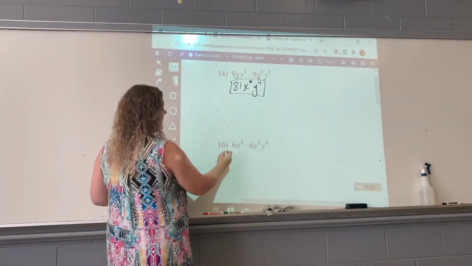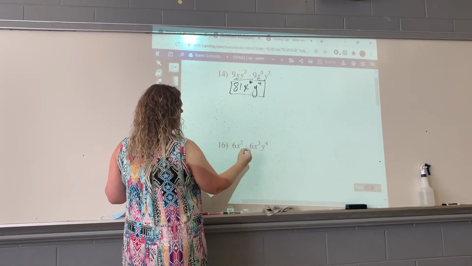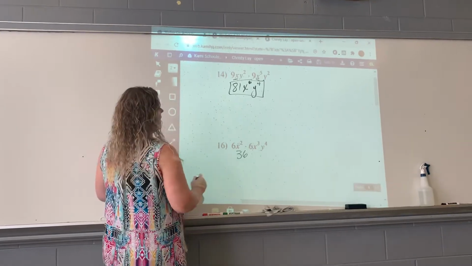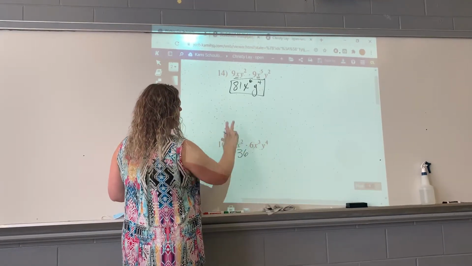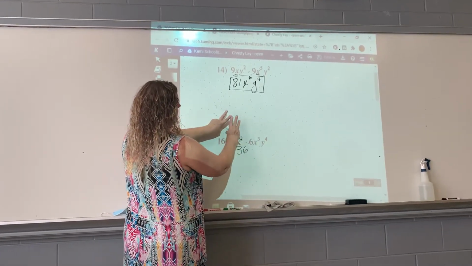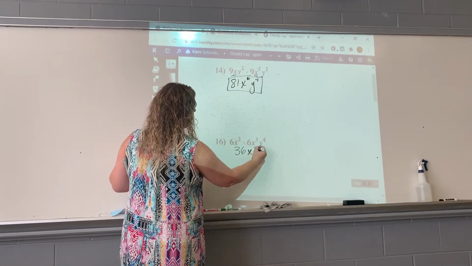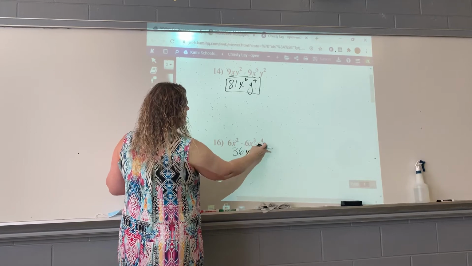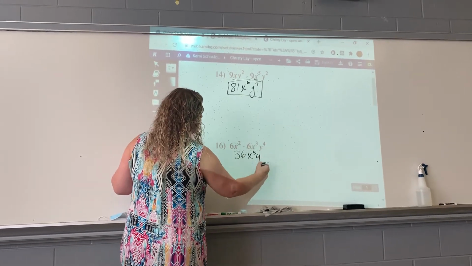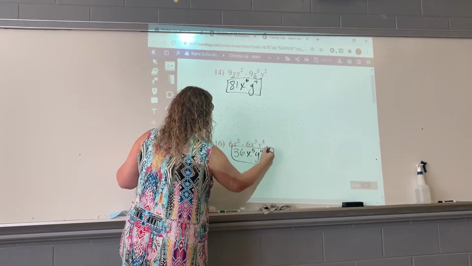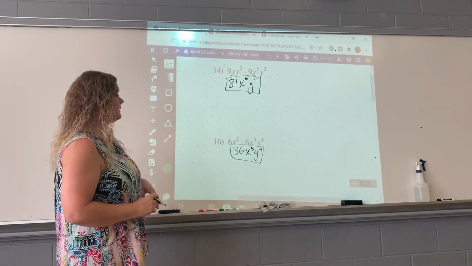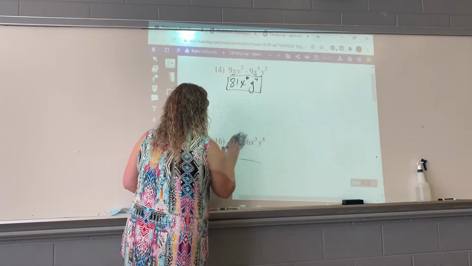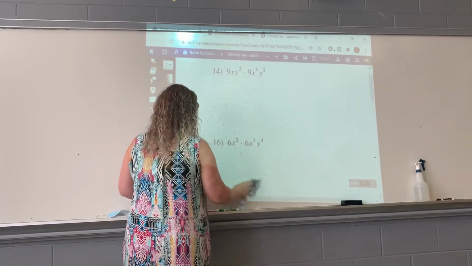For number 16, it says 6 times 6 is 36. I'm only going to go over the even problems. X squared times x to the 3rd. So there's 2 x's and then 3 more for a total of 5 x's, or x to the 5th power. And there's not any y's here to combine with those 4 y's, so I just leave it as y to the 4th. So the answer for that one is 36, x to the 5th, y to the 4th. All right, then let's do 18 and 20.